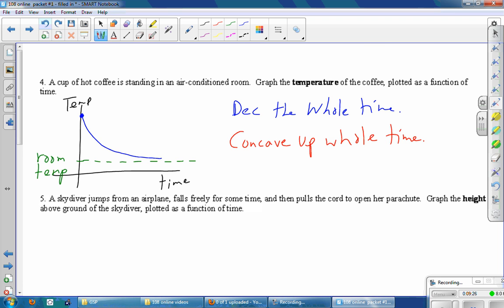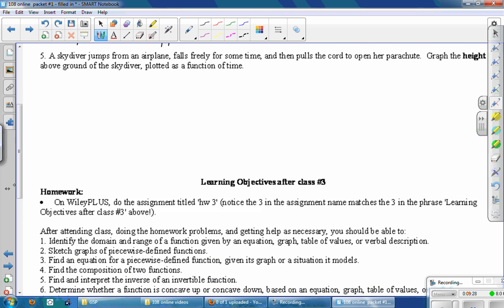Number 5. A skydiver jumps from an airplane, falls freely for some time, and then pulls the cord to open her parachute. Graph the height above ground of the skydiver plotted as a function of time. Okay, let's draw our graph. Time here, height of the skydiver here. Okay, so the skydiver jumps out of a plane, has some height that's pretty high at that moment, and then begins to fall.